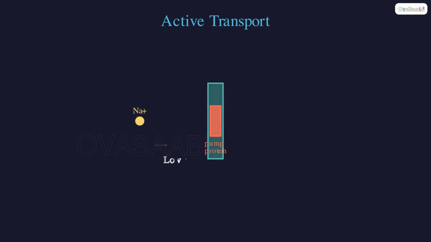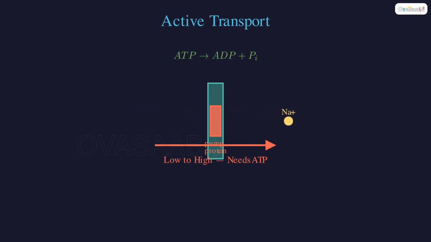Active transport moves particles from low to high concentration. This needs energy from ATP, like pushing water uphill.